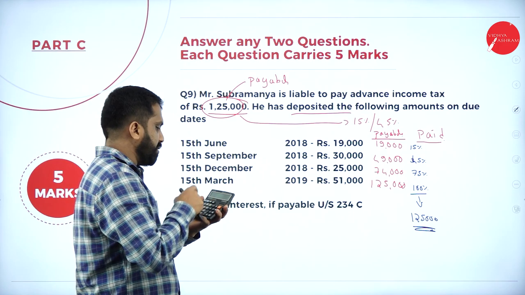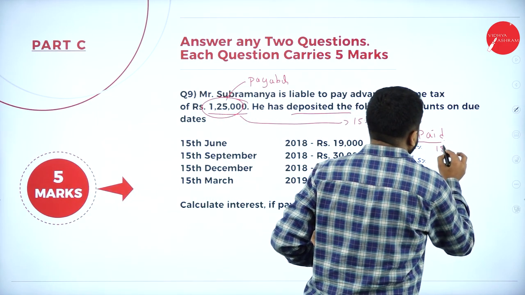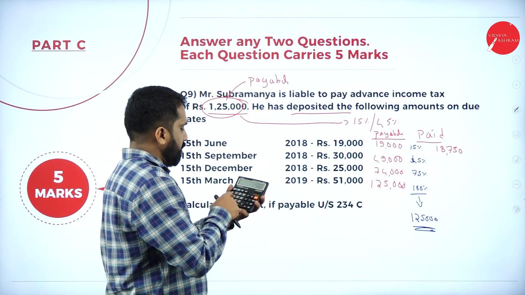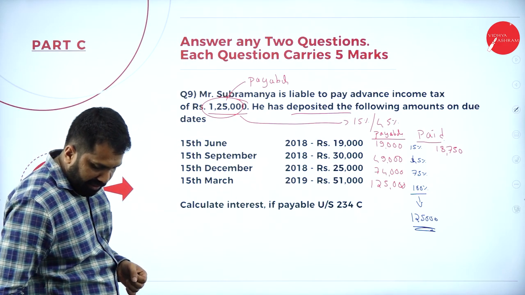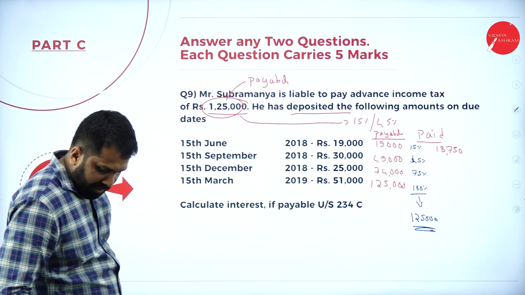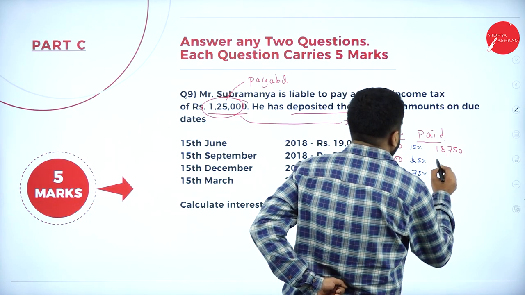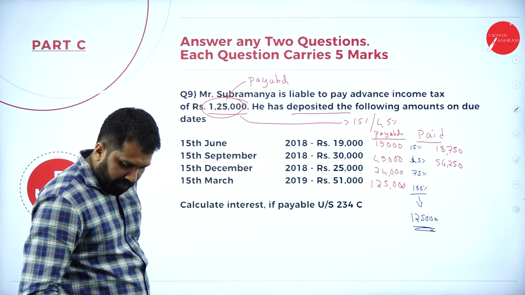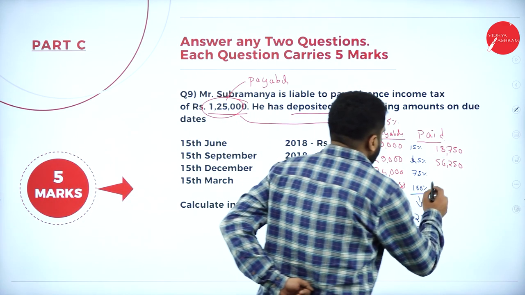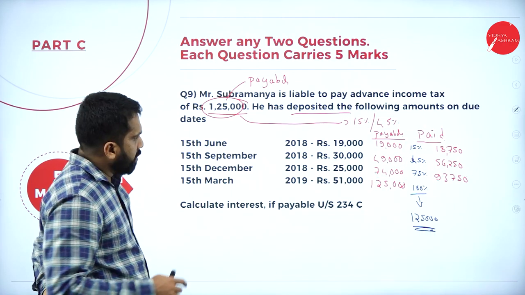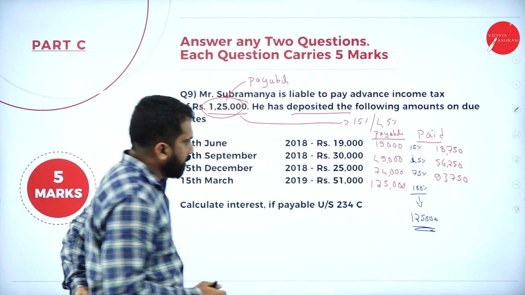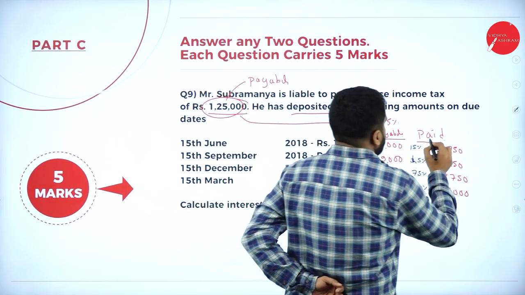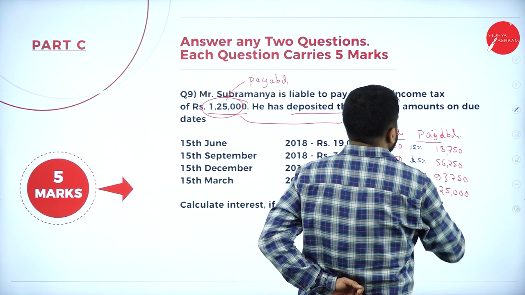1,25,000 into 15%, 18,750. Now, second one. 1,25,000 into 45%, 56,250. Similarly, 1,25,000 into 75%, 93,750. Last one is 100%, 1,25,000. So I'll make this one as payable and this one as paid.